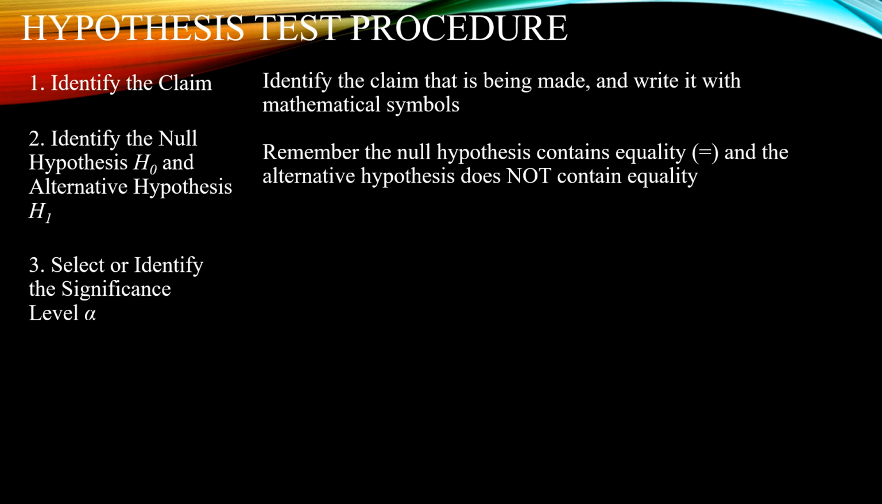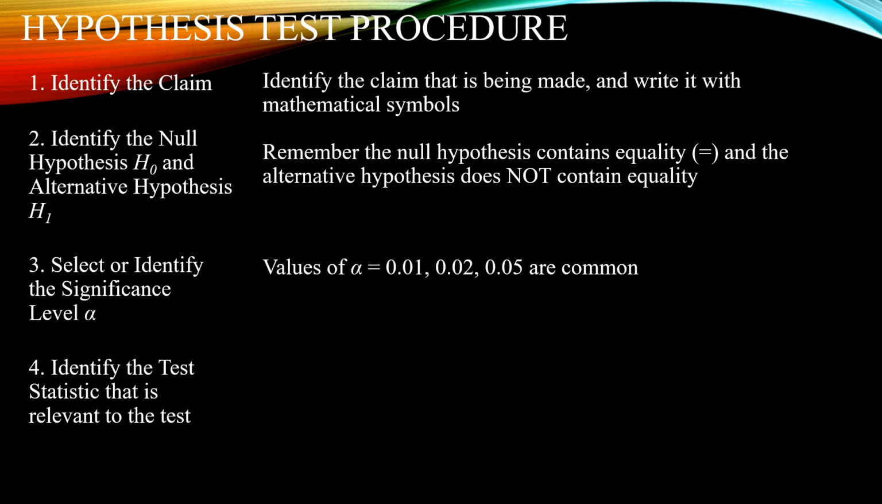Then you need to either select or identify the significance level. Many questions this will be given to you, but if you're doing this in real life, you would have to select the significance level. The significance level alpha is the probability of committing a type 1 error, getting a false positive, where you'll reject the null hypothesis, you'll reject the claim of the null hypothesis based on the sample data, but based on random chance. So you want that probability to be relatively low so that it doesn't happen too often.